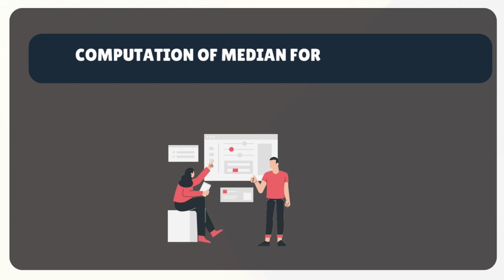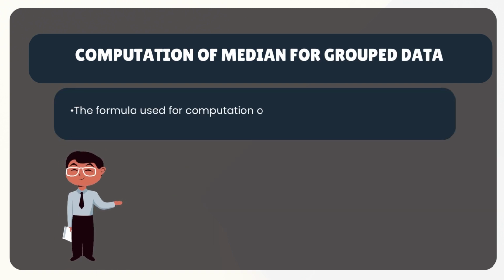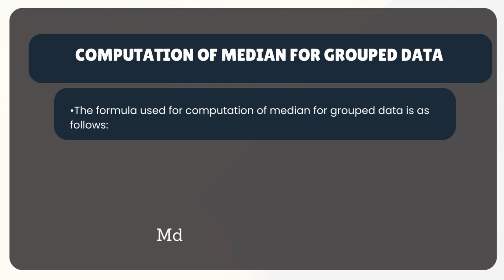Then we have the computation of median for group data, and there is a formula for the group data. The formula is L plus n by 2 minus F capital divided by fm, bracket close, into I. You can see the formula on the screen: md is equal to L plus bracket open n by 2 minus F capital divided by fm, bracket close, into I. Let me discuss all the symbols.